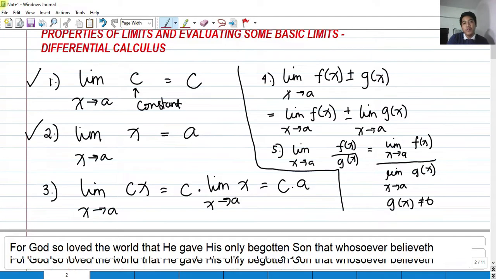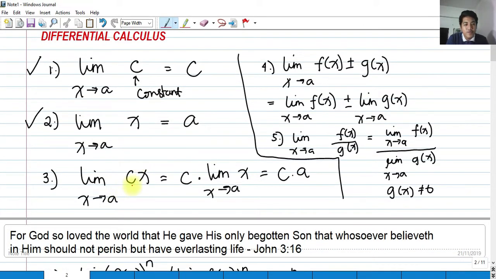How about for the third property? The limit of a constant multiplied by x as x approaches a, we can factor out the constant outside of the limit and multiply it by the remaining f of x inside. So we have c multiplied by the limit of x as x approaches a, which is only equal to the constant multiplied by a, since this term is from property 2. The limit of x as x approaches a is simply equal to a.